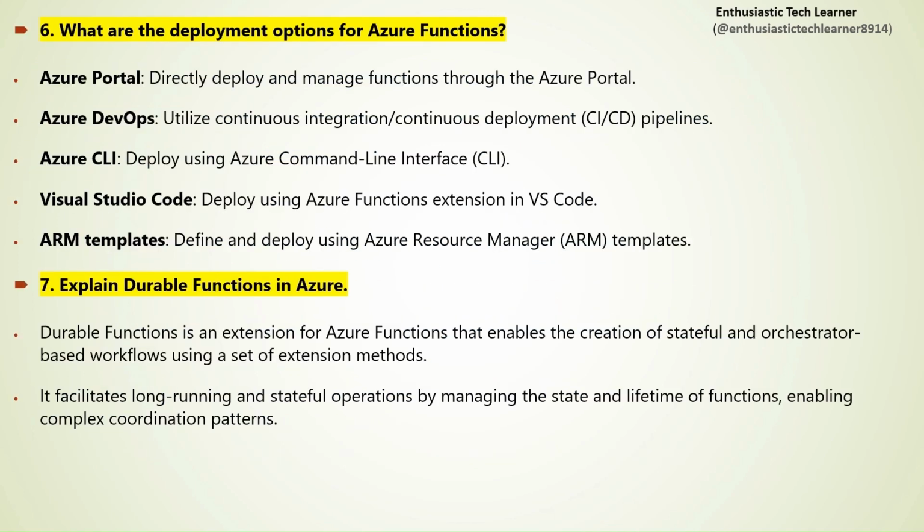What are the deployment options for Azure Functions? Azure Portal: directly deploy and manage functions through the Azure Portal. Azure DevOps: utilize continuous integration / continuous deployment, CI/CD pipelines. Azure CLI: deploy using Azure Command Line Interface. Visual Studio Code: deploy using the Azure Functions extension in VS Code. ARM templates: define and deploy using Azure Resource Manager, ARM, templates.